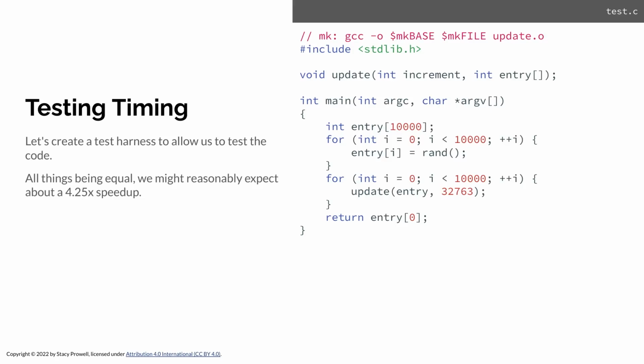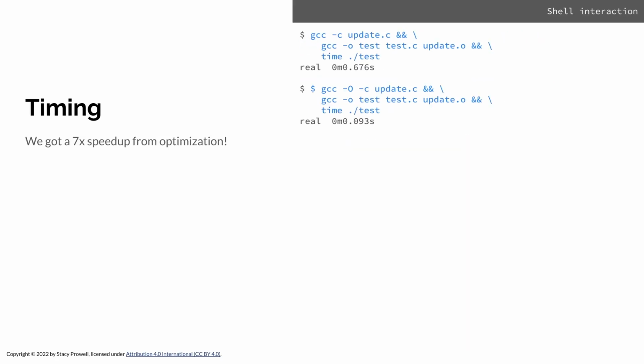Now, all things being equal, we might reasonably expect about a factor of 4 speed up from our initial 170,000 down to our 40,000, and we can try that.